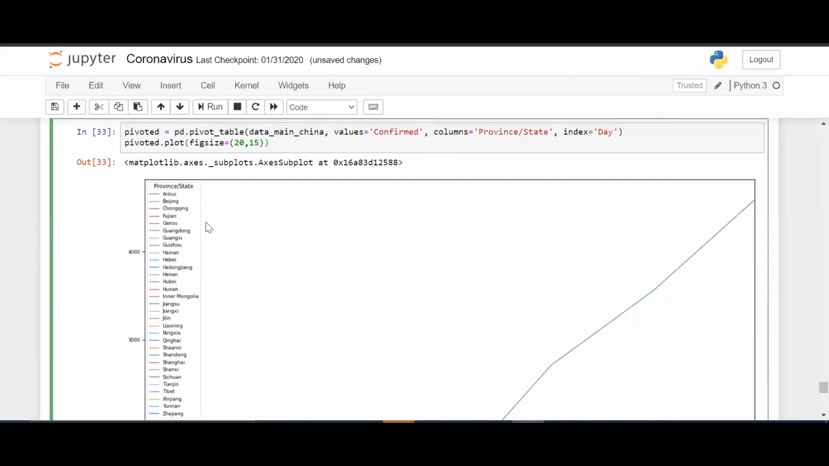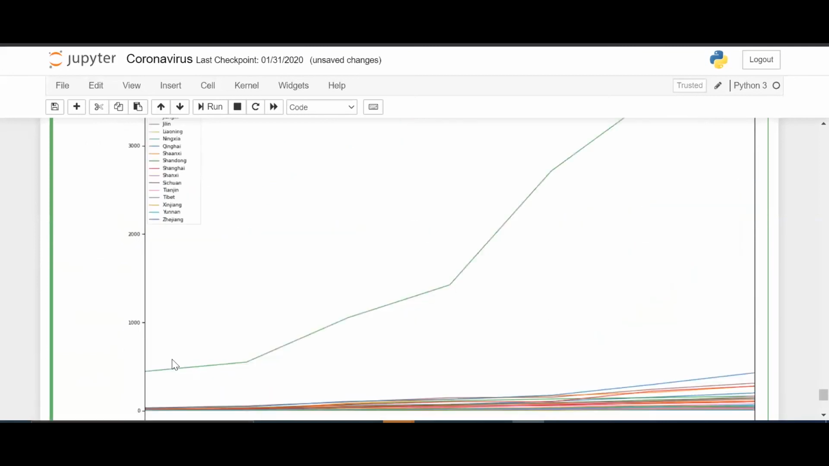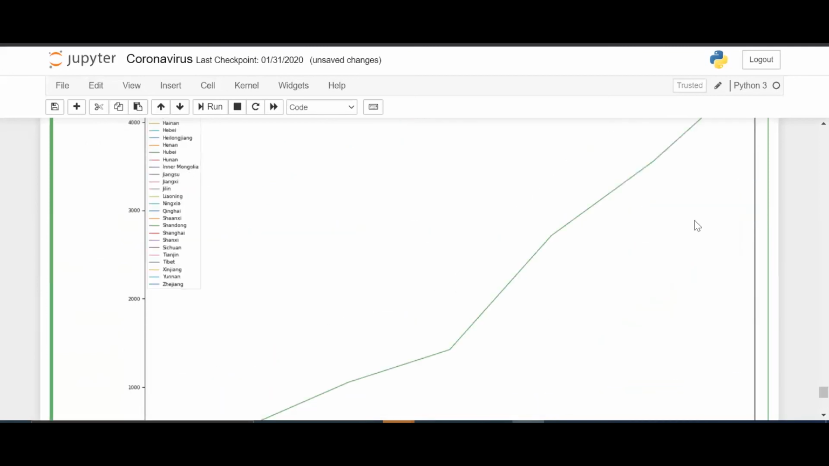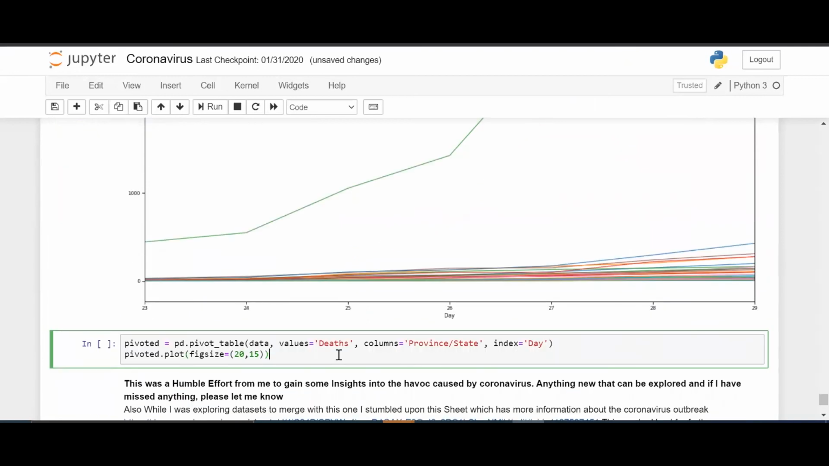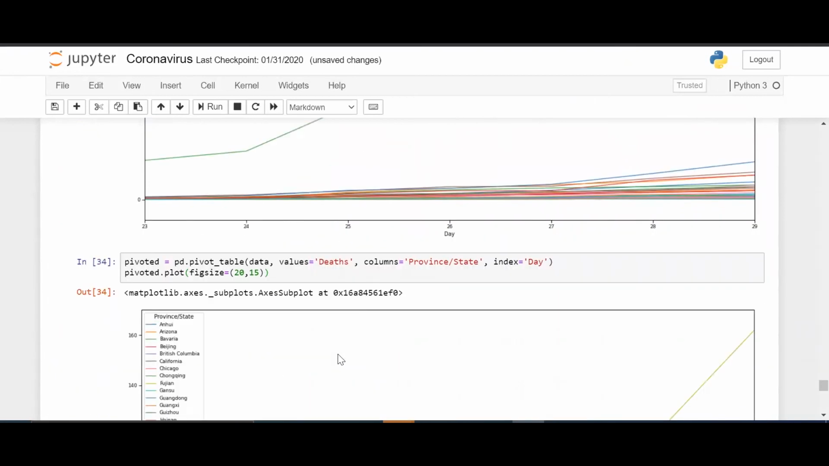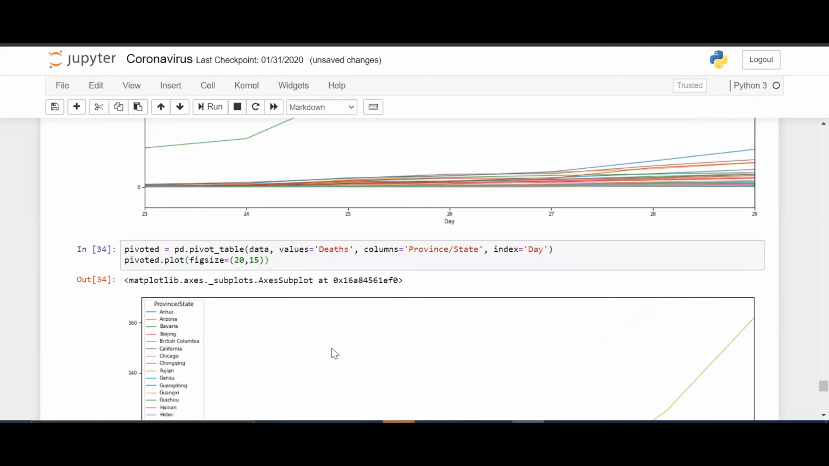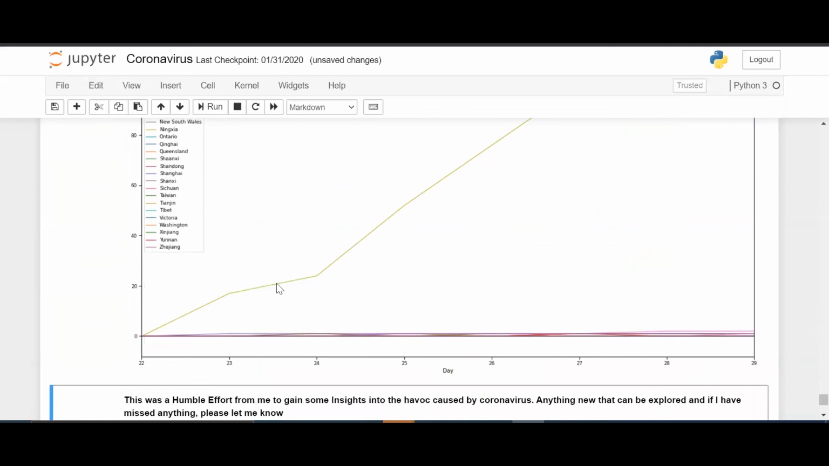Right, so we have the Hubei province having a huge shoot up in cases, with the other provinces too following the same. Looking at the same, let's plot the same for all the provinces in the data sample which we have, and it doesn't look good.